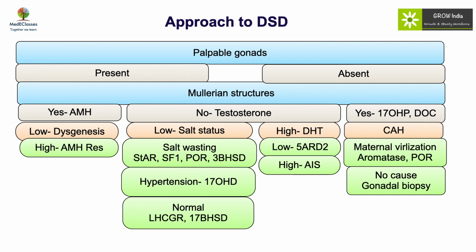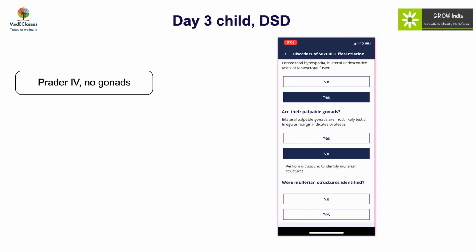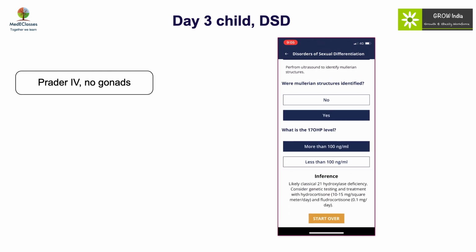Otherwise, the workup for XY-DSD becomes complicated, and this involves a careful correlation of the salt status and hypertension, as we've discussed. Day 3 child with DSD, Prader 4 with no gonads. What we need to do in this perspective is to see whether there are palpable gonads or not, which were not there in this situation. Now Mullerian structures are there. Yes, it asks for 17-OHP, which was very high. So based upon our app, it is very, very easy.